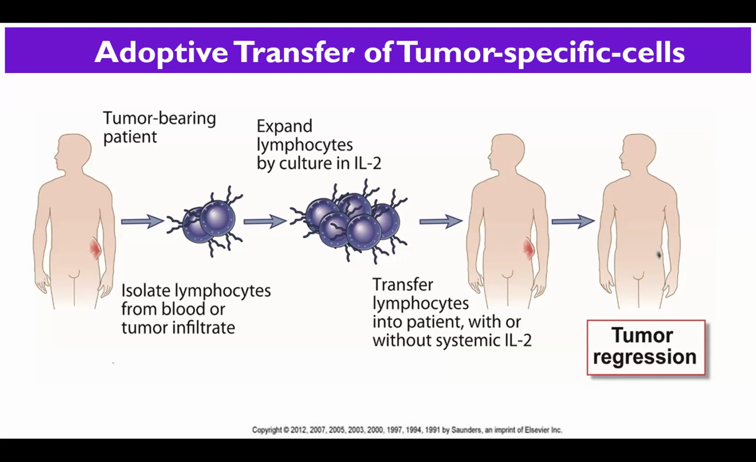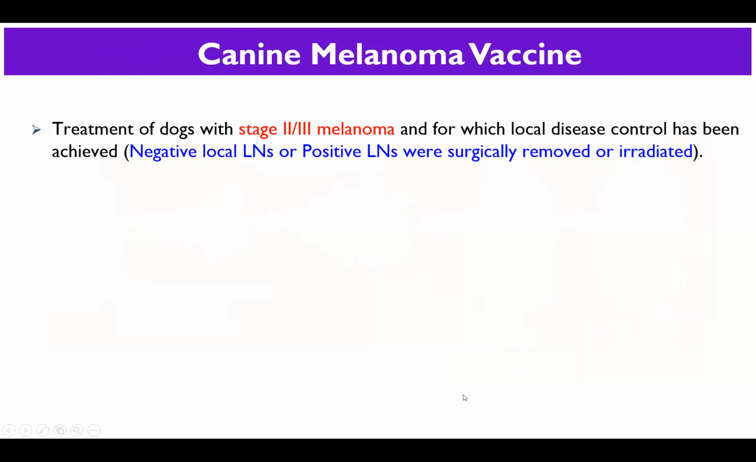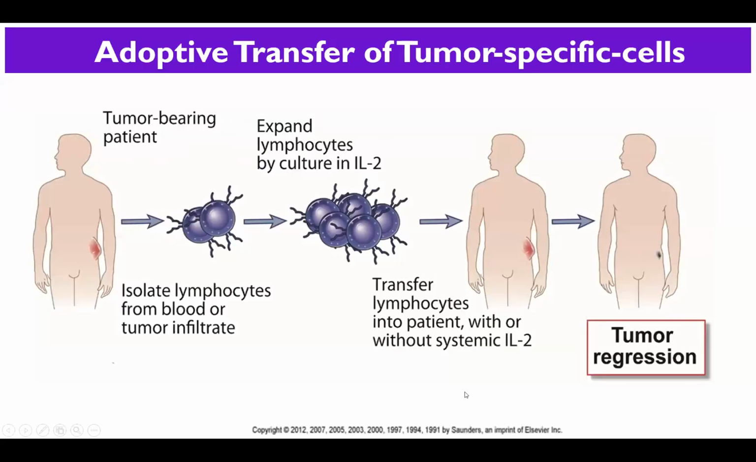And once they take off, they do thrive very well. They have to expand them to reach certain numbers, and then they transfer them back to the patient. Those T cells not only have effector function, they are also able to confer long-term memory in that host. And they've had some success in clearance and protection against the recurrence of the cancer. Okay, so that's an example from the human field.